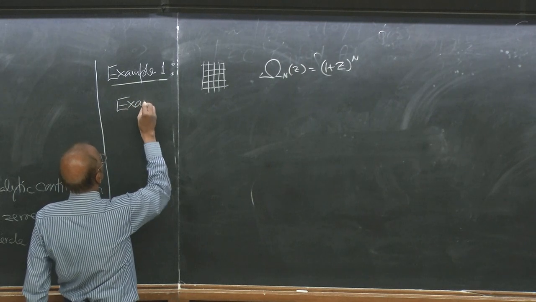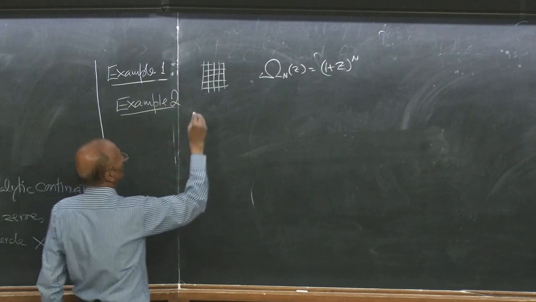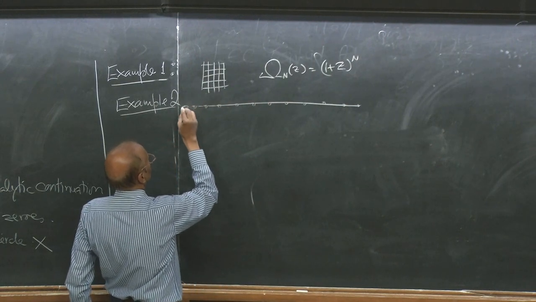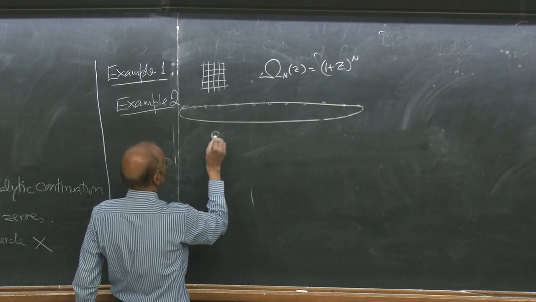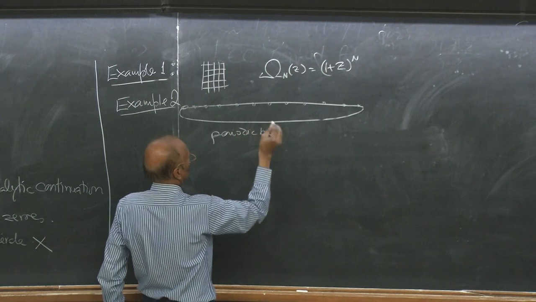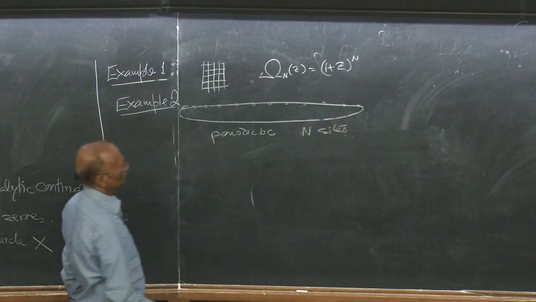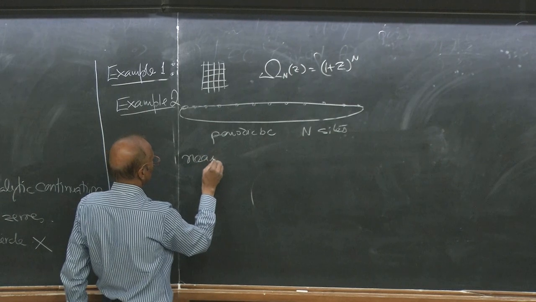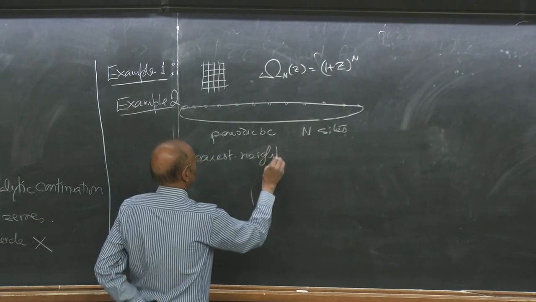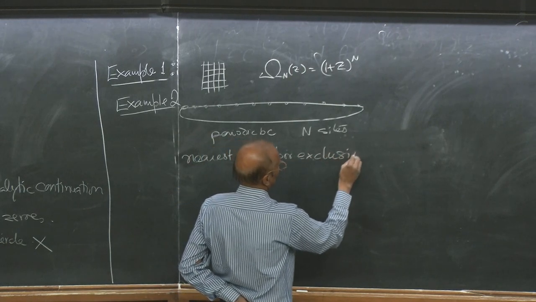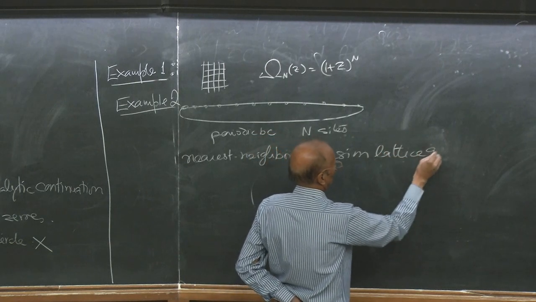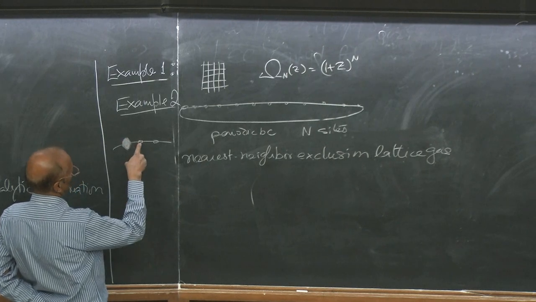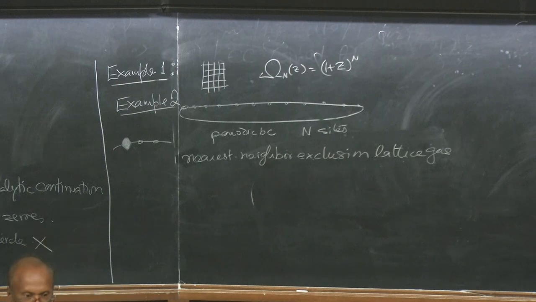So let us take a less trivial problem. I take a line. I want to take periodic boundary conditions, and there are n sites, and the interaction is nearest neighbor exclusion. So what that means is that on this line, if you can occupy a site, this is occupied, but the nearest neighbor of an occupied site cannot be occupied. Nearest neighbor exclusion.